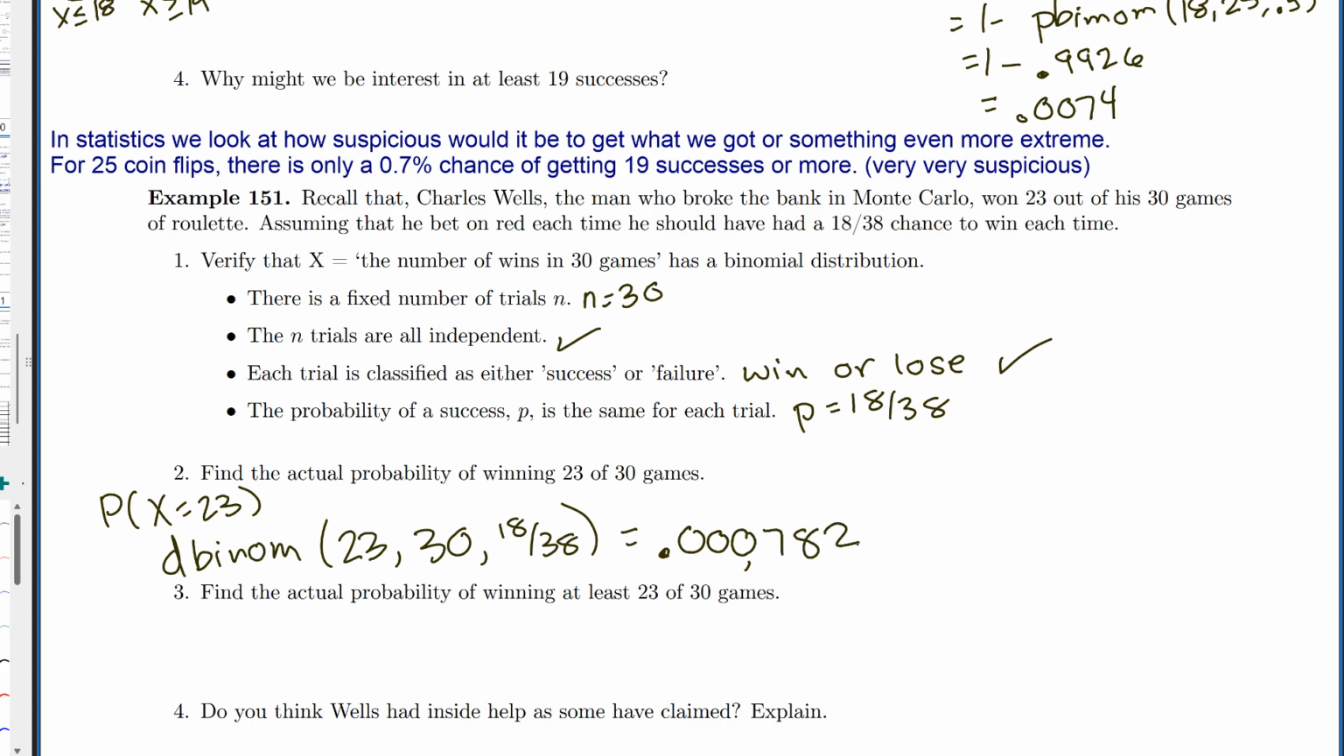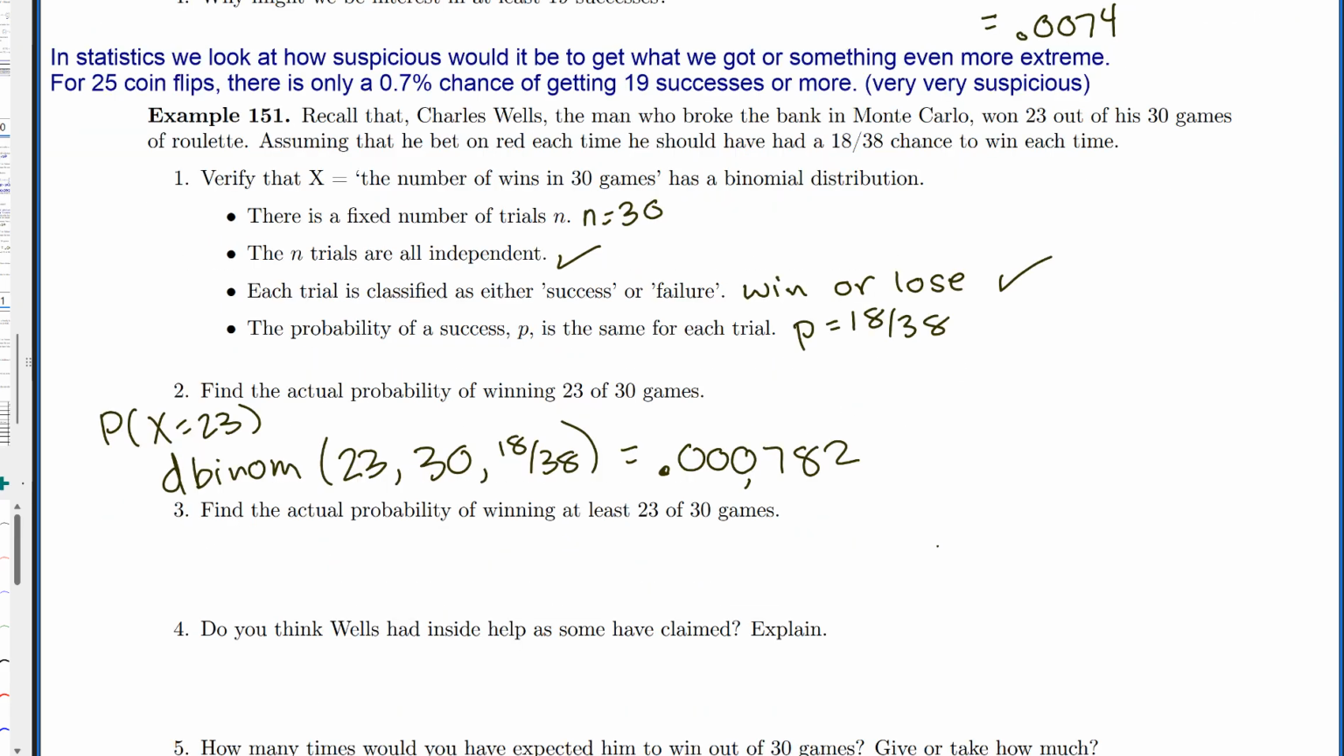0.000782. So there's a pretty small chance that he won exactly 23 times. But we might want to say, what's the chance of him winning that or something more extreme? So let's find the probability of him winning at least 23 out of 30 times, because if 23 is suspicious, 24 would be even more suspicious, then 25, etc. So I always look for something more extreme.